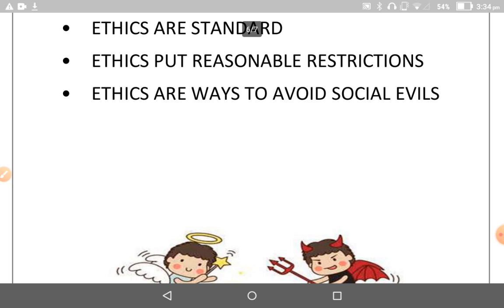So in tomorrow's class we will discuss whether ethics changes, and if it changes, how it changes. Then we will discuss whether ethics and morality are the same.